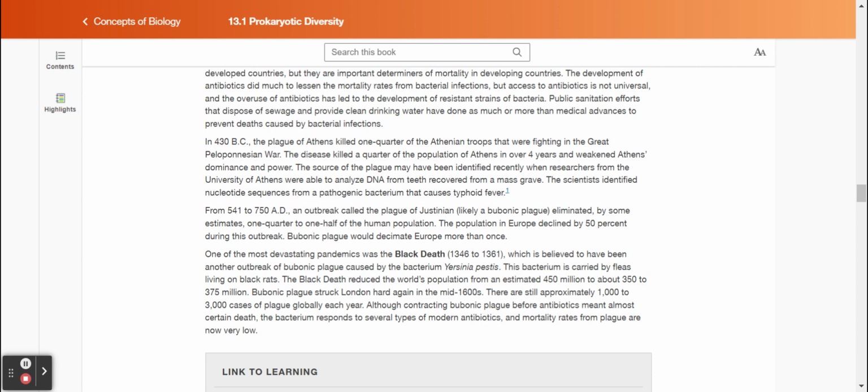There are still approximately 1,000 to 3,000 cases of plague globally each year. Although contracting bubonic plague before antibiotics meant almost certain death, the bacterium responds to several types of modern antibiotics, and mortality rates from plague are now very low.